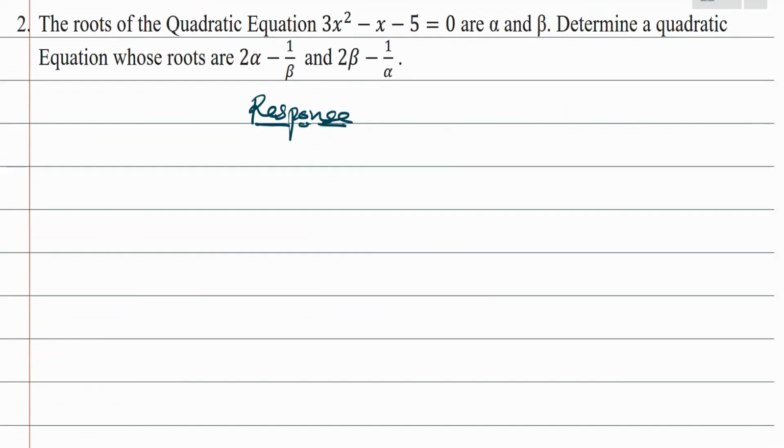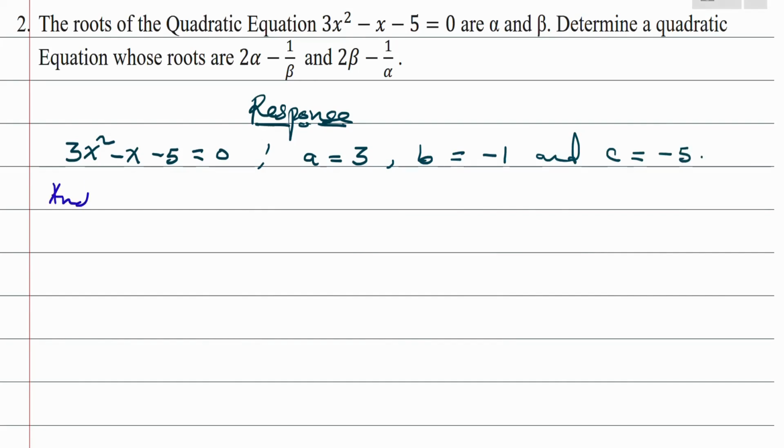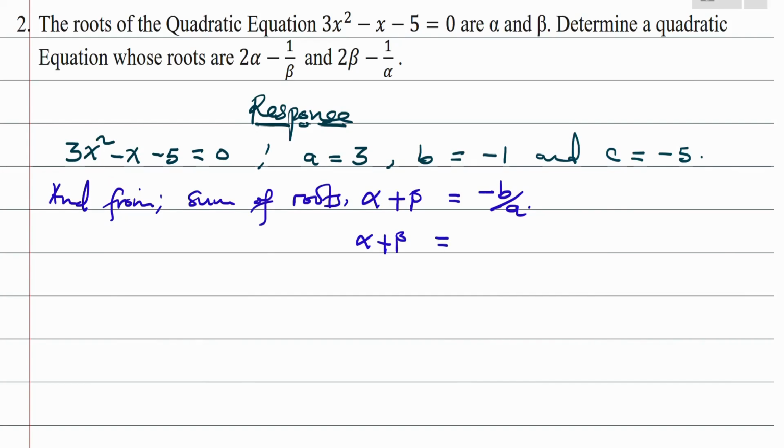We've been given our equation, which is 3x squared minus x minus 5 equals 0. From this equation, we know very well that A is equal to 3, B equals negative 1, and C equals negative 5. From the sum of roots, alpha plus beta equals negative B over A, so our sum of roots, alpha plus beta, is equal to, substituting, B is negative 1, so we have negative of negative 1, divided by our value of A, which is 3.